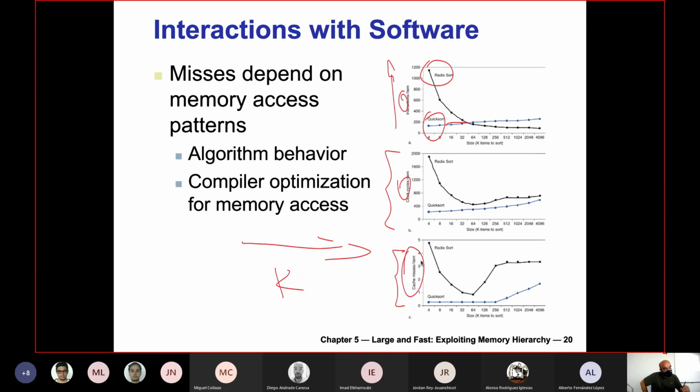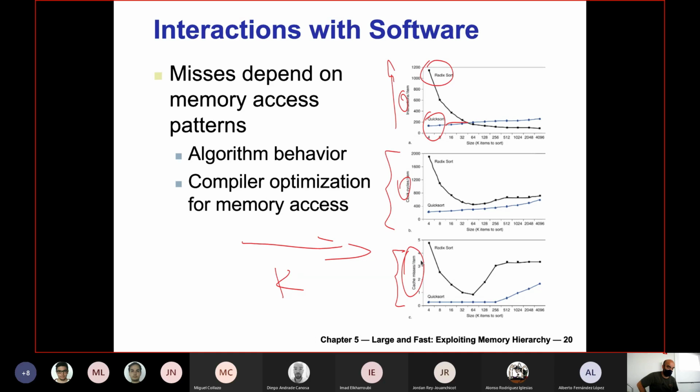So what can you see here? What can you observe? Which of them do you believe has a better performance from the perspective of the cache? Quicksort? Yes, the second. The second is quicksort, okay, and obviously you can see that.